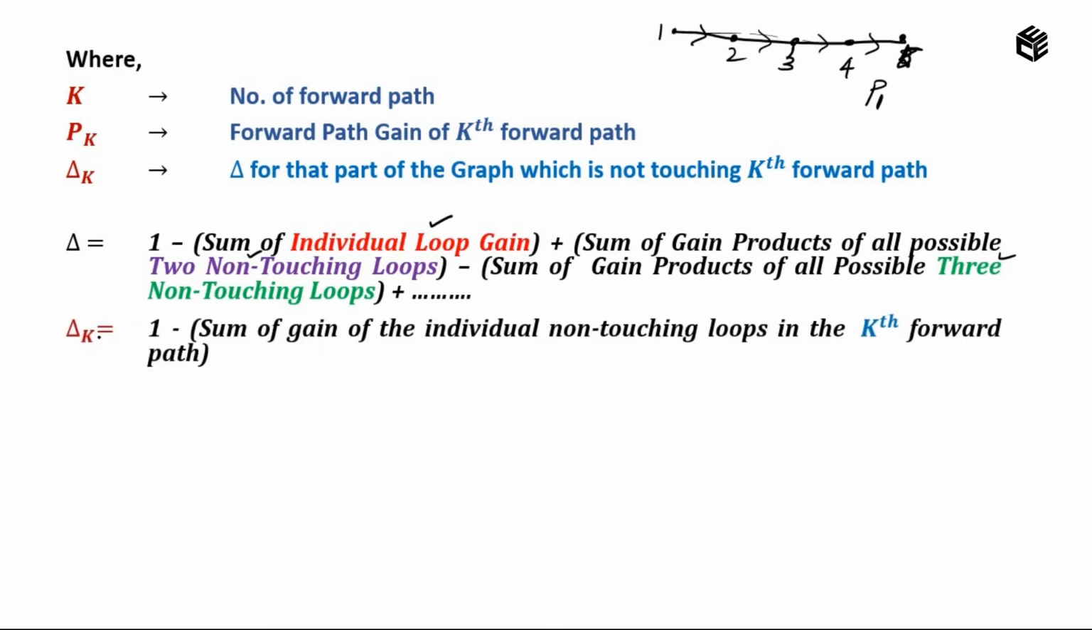Next, the formula to calculate Δk is 1 minus the sum of the gains of individual non-touching loops in the kth forward path.